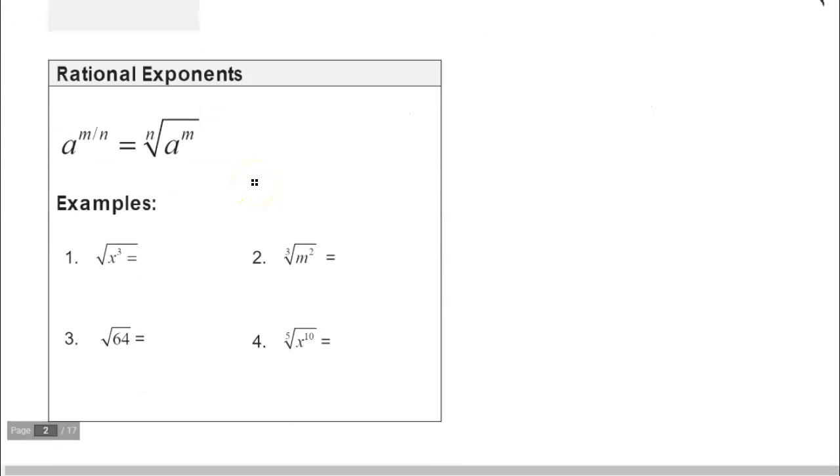Hey, welcome back. We're going to spend today reviewing. We're going to add one thing in, rational exponents and square roots. We're going to practice how to switch back and forth today.